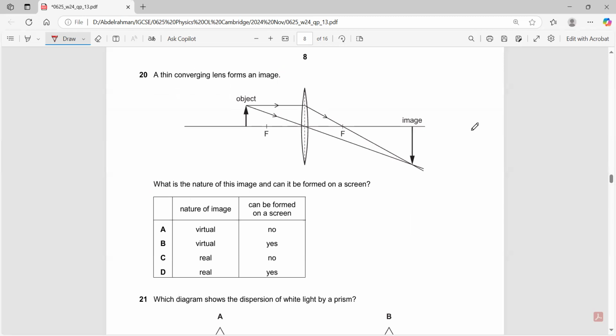Question 20. What is the nature of this image and can it be formed on a screen? The image appears on the other side. Is it a virtual image? No, it's not a virtual image. It's a real image. Can it appear on a screen? Yes, think about it. If you have a projector, does the projector produce the image on the screen? Yes, it does, so it is a real image and it can be formed on a screen.